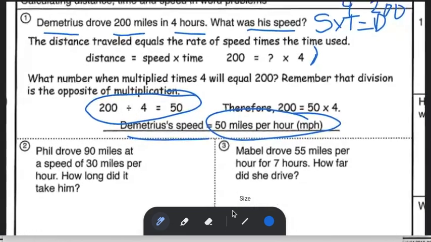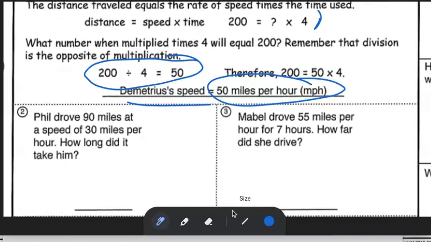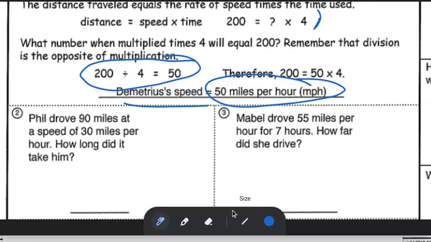All right, here we go with problem number 2. We're going to do this problem together. The problem says, Phil drove 90 miles at a speed of 30 miles per hour. How long did it take him? Well, it's a speed times time equals distance problem. So I'm going to write out S times T equals D and fill in the numbers that I know. I know two of the numbers, and one of them is going to be missing. He drove 90 miles, so that's the distance.